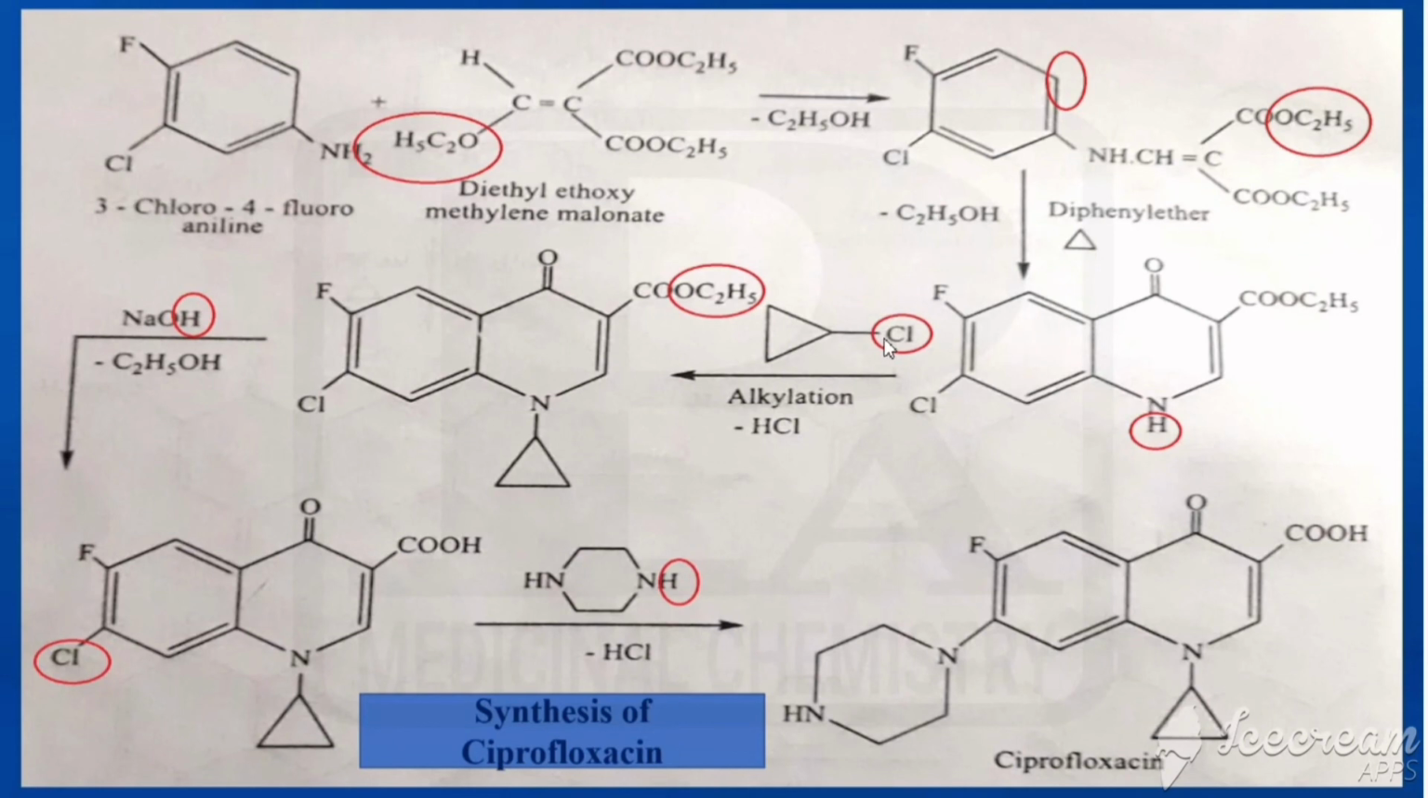Then we are adding cyclopropyl chloride, HCl would be removed. This group would be added to the first position. Then we are going for hydrolysis by means of sodium hydroxide. Here this ethanol will be removed and this would be converted to acid. Then we are adding piperazine and it would be added at the seventh position by the removal of HCl. So that's all about the synthesis of ciprofloxacin.